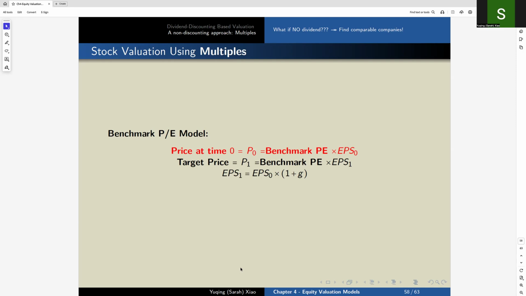So multiples allow us to quickly estimate both today's price and tomorrow's price without going through detailed cash flow projections.